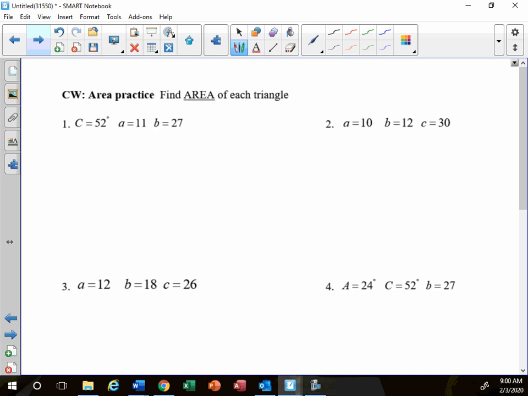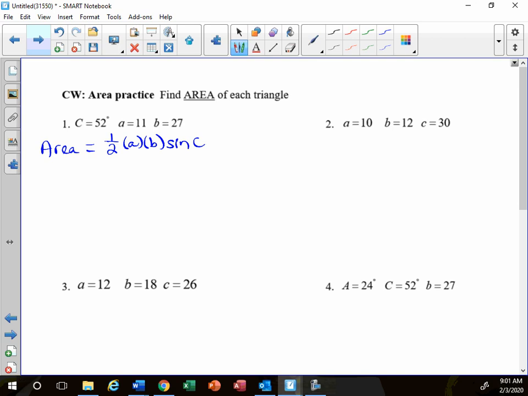All right, so let's look at number 1 on this area practice. Okay, you're given angle C, side A, and side B. Do you think we should use the first set of formulas or the one with all the S's? First set, good. Let's write that formula. I'm using the one that has angle C in it, so it's going to be 1/2 A times B times sine of C.